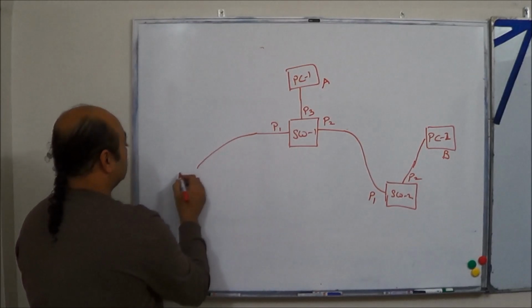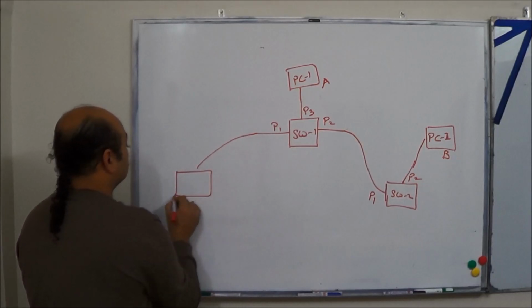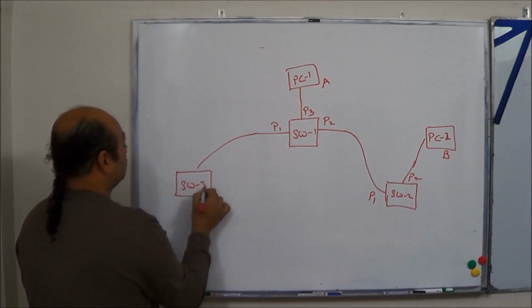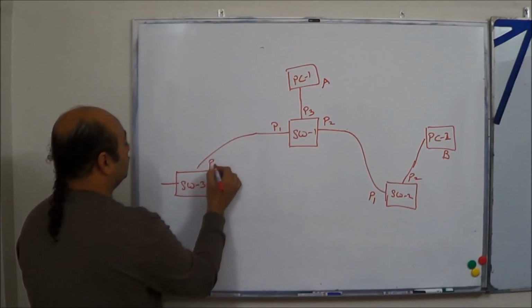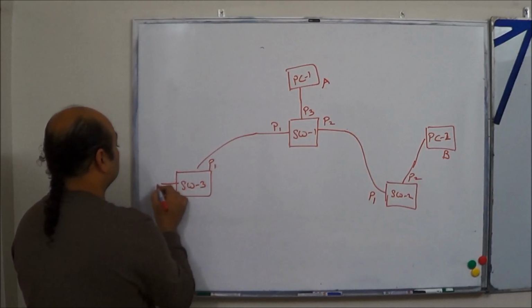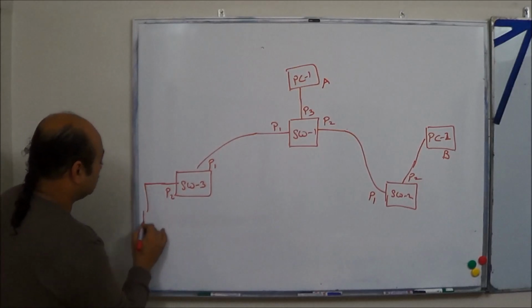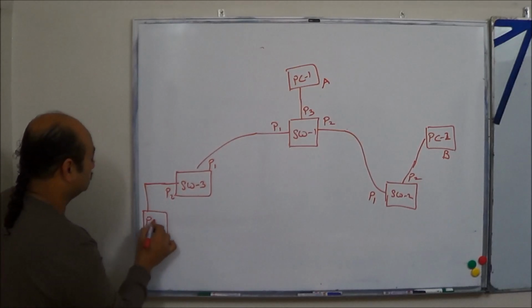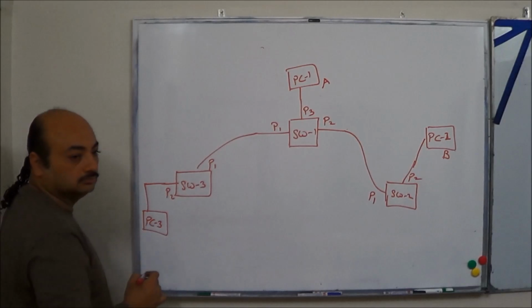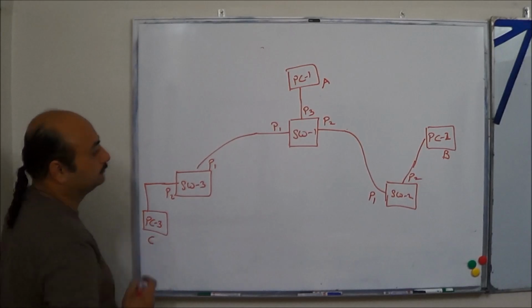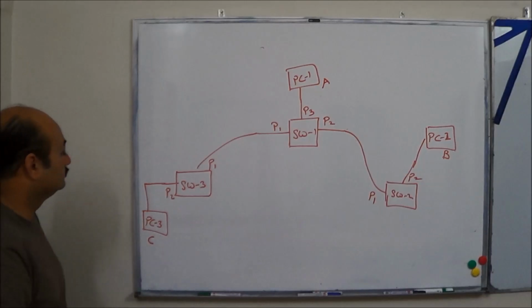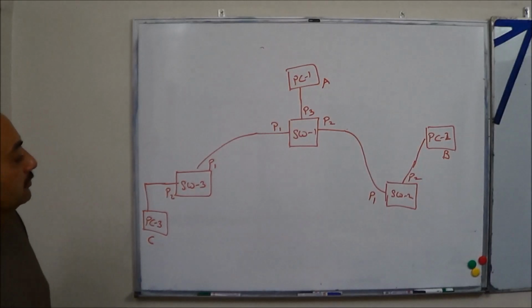Let us add another switch here, Switch 3. Port P1, port P2. What is this? PC3, MAC address C.